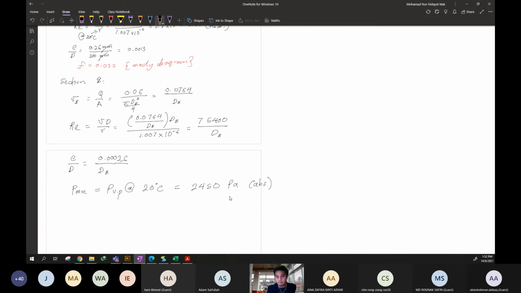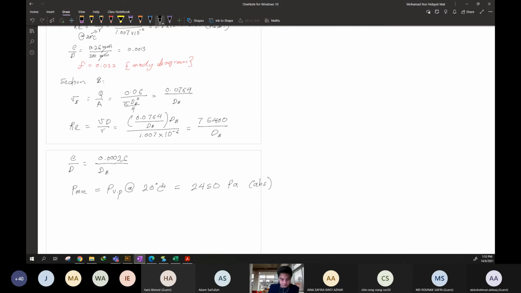This is absolute. When you deal with cavitation, please use the absolute pressure. You cannot use the gauge pressure. So this is the absolute one to find that relation to the cavity.